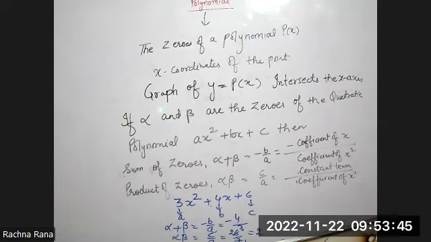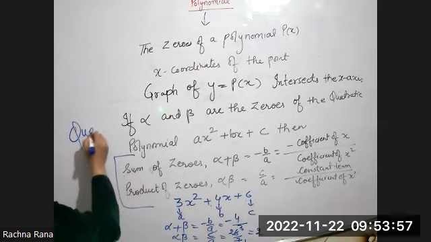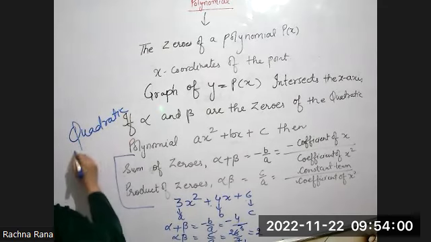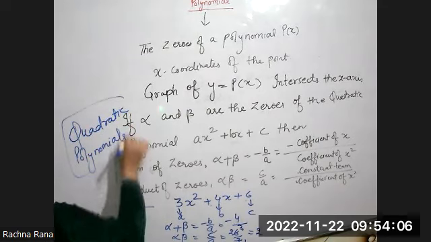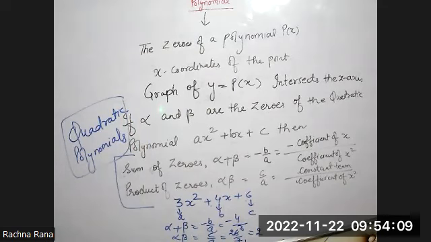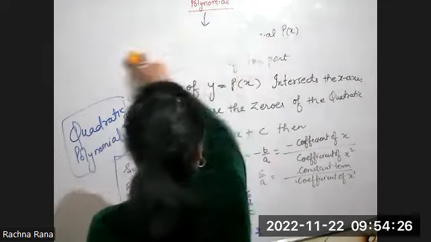Now, if we are given a cubic polynomial, this formula is implemented only on quadratic polynomials. But if we have cubic polynomials, then we have to use different formulas.